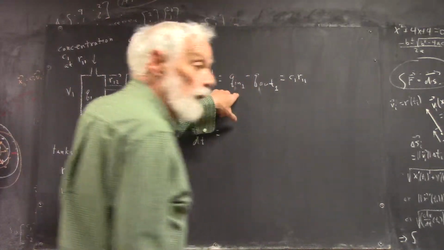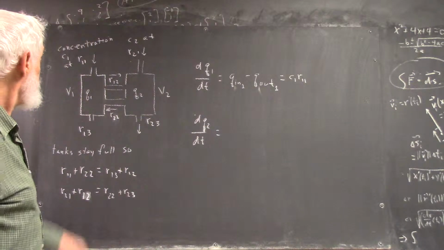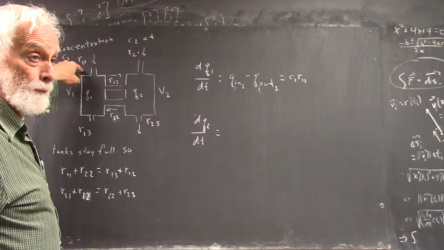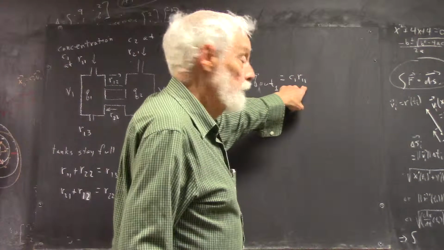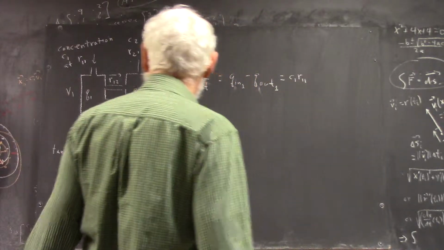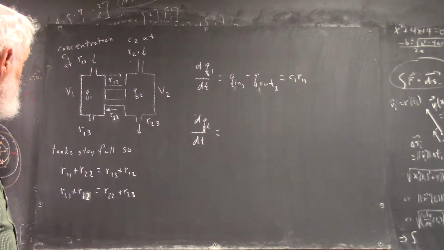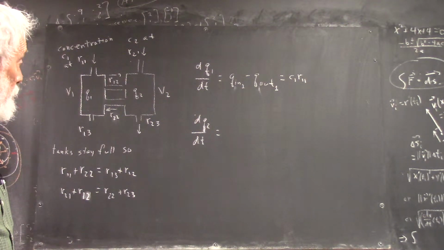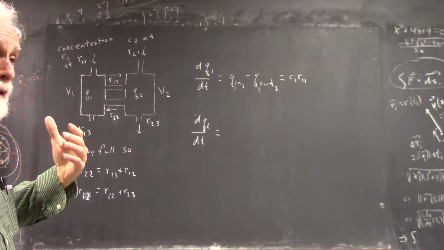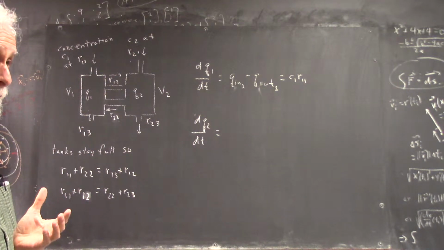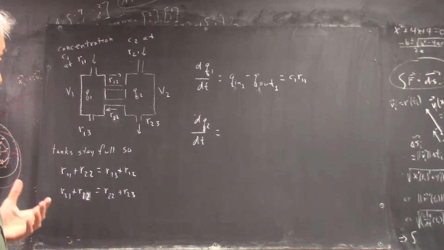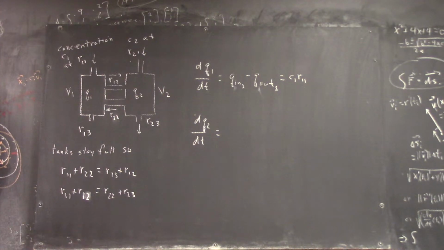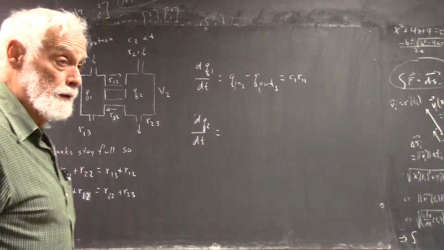Okay, so one contribution, one thing that comes in is this. And you know what that is. You multiply the concentration by the rate. So Q in 1 is going to include C1R11. Okay, now what else? Whatever concentration is in Q2, times R22. Okay, so what concentration's in that 2? Q2 divided by V2. Okay, so what do you get?